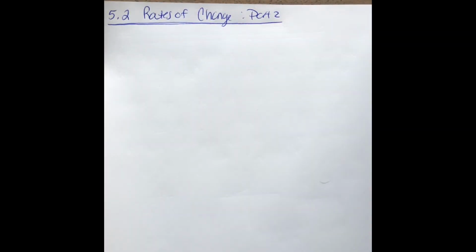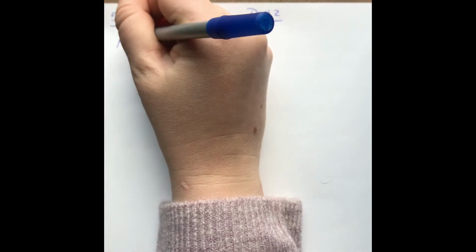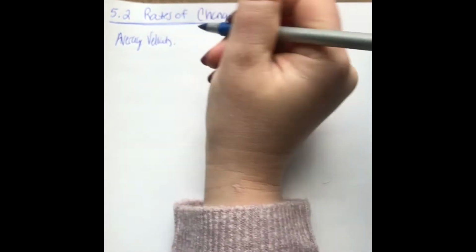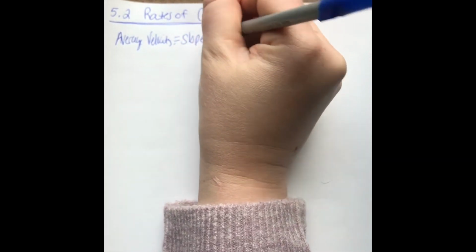Welcome, Intro to Calc. Today we're going to do lesson 5.2, part 2, and it's called Rates of Change, and we're going to talk about velocity. So velocity is just how fast you are moving. So if we have average velocity, we're talking about slope.